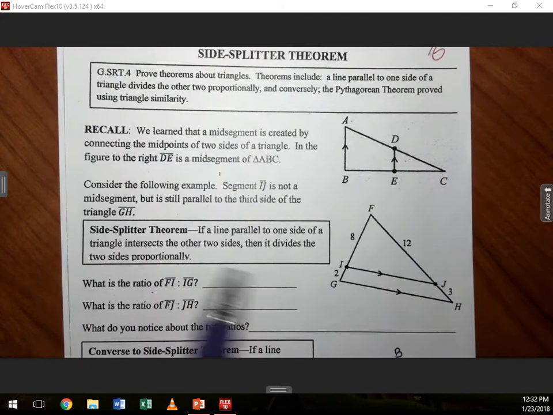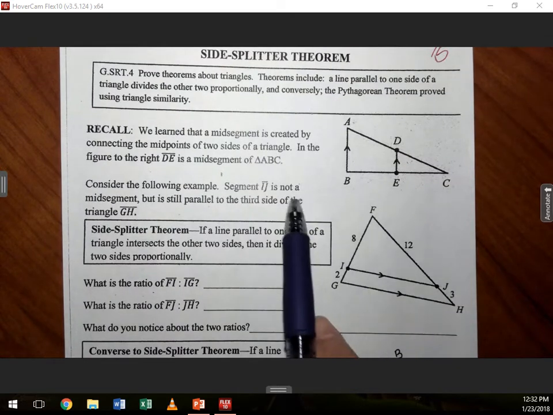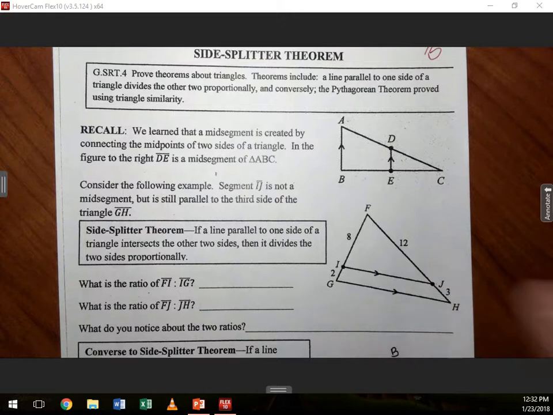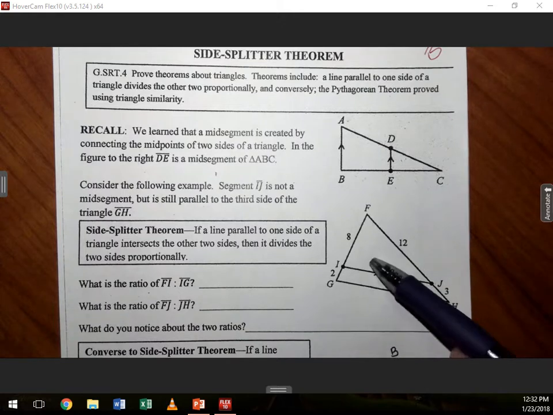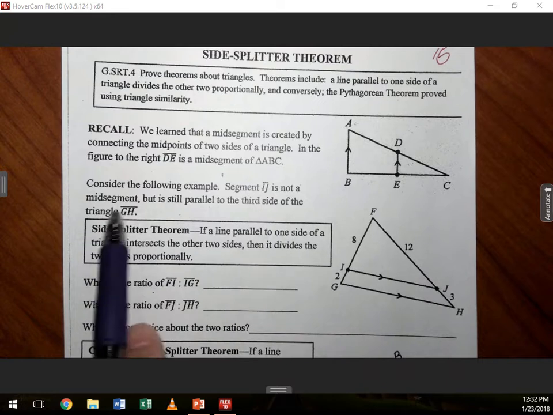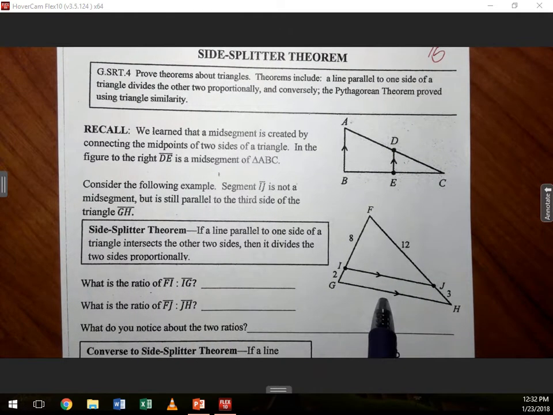Now, for this right here, considering the following, segment IJ, which is right here in the middle, is not the mid-segment. Okay? We're already stating that. It's not the mid-segment. So I know that this is not going to be half. But it's still parallel to the third side of the triangle GH. So these two lines right here are parallel to each other.